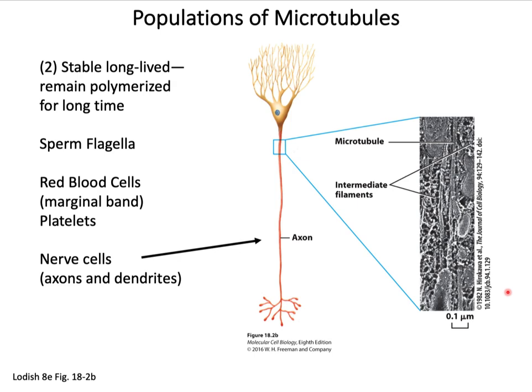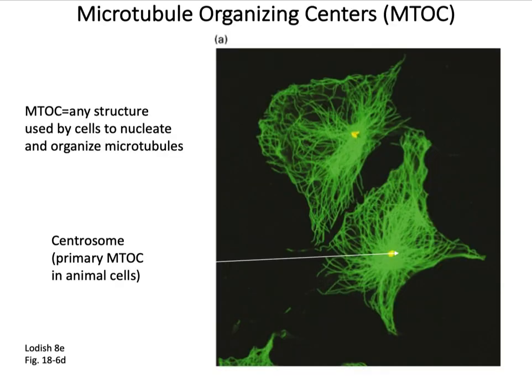So I mentioned a couple of times microtubule organization centers, so let's elaborate on that. This is the structure used by a cell to nucleate and organize microtubules. The most common one that you will see is the primary microtubule organizing center in the animal cell, which is known as the centrosome. So in this immunofluorescence image, the microtubules are stained in green, and some components of the centrosome are stained in yellow fluorescence.